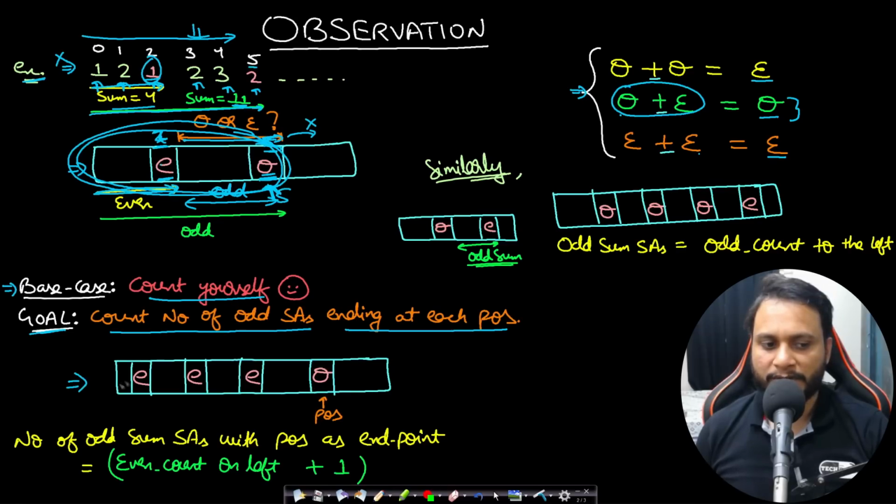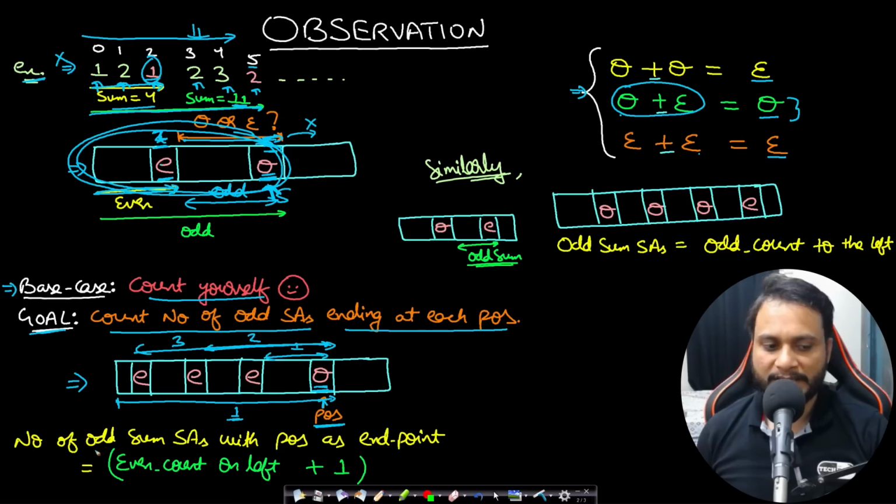Let me give you another scenario. In this case, if I'm considering this particular position, how many odd sum subarrays are actually ending at this given position? You can say that this is one subarray, now this is another subarray, and this is the third subarray. So there are three direct subarrays which are present, and you also have to consider that this odd was coming because we were adding right from the beginning till this point, and that will also be contributing 1 as a sum.